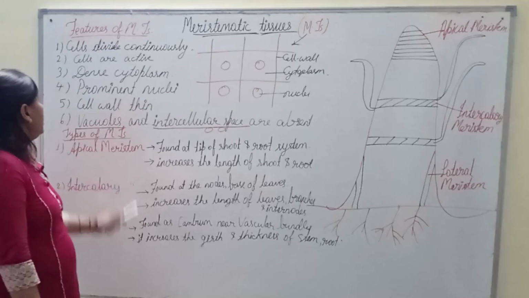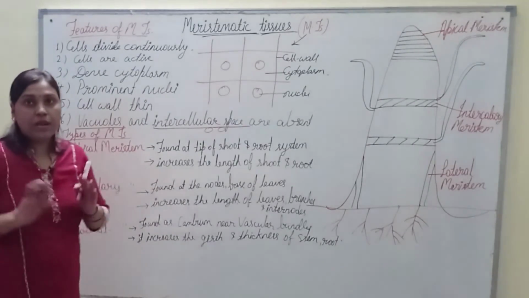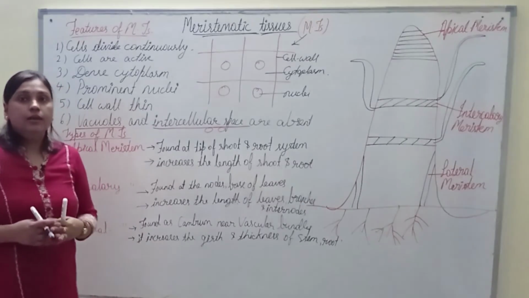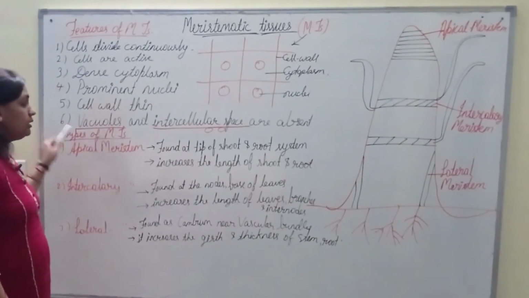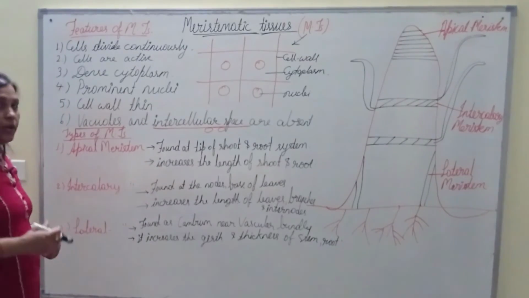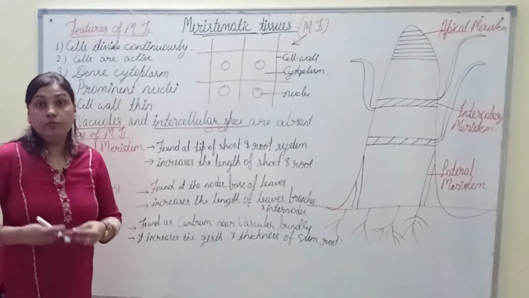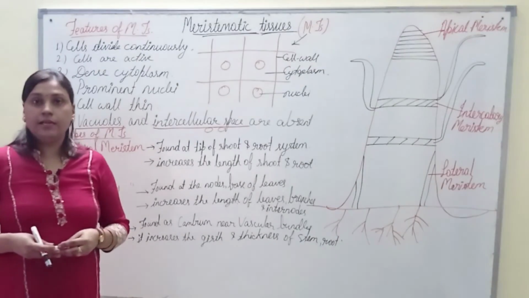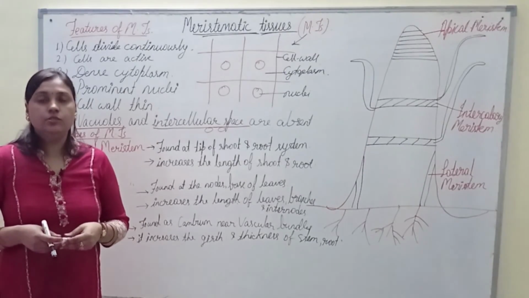So apical and intercalary meristems are responsible for the primary growth of the plant, that is related to the length of the plant. Increase in the length of the plant is called primary growth, while increase in the thickness of the plant is called secondary growth. So lateral meristem is responsible for the thickness of the plant and it is called secondary growth. So this is all about meristematic tissues. Thank you.